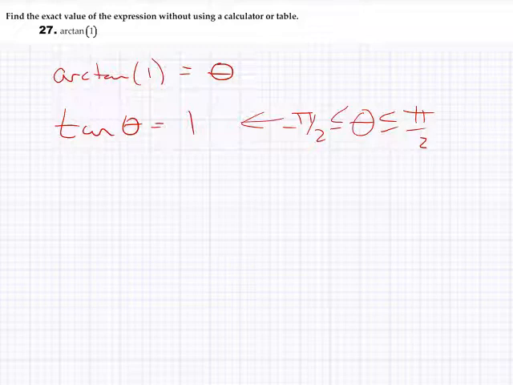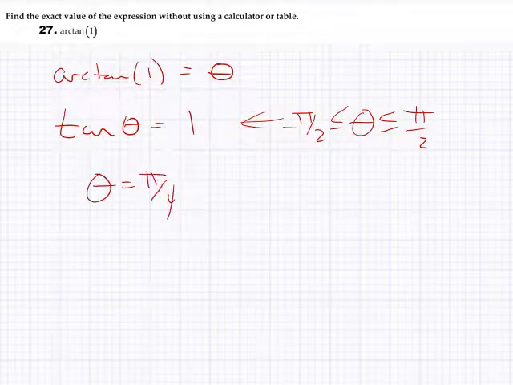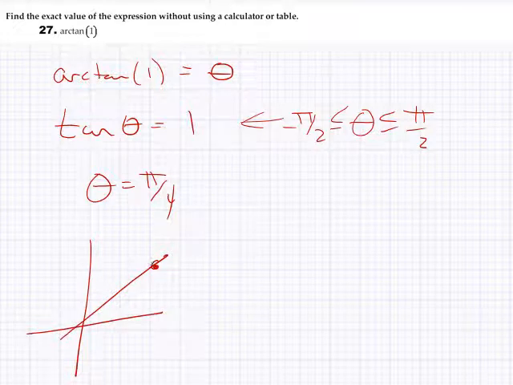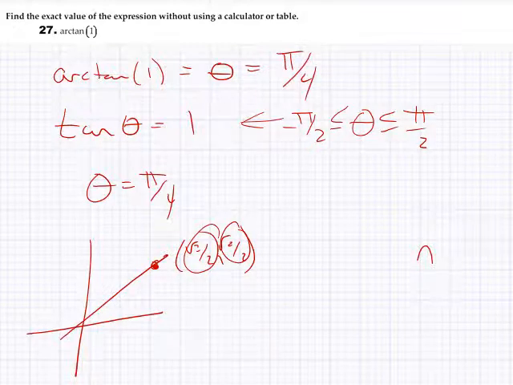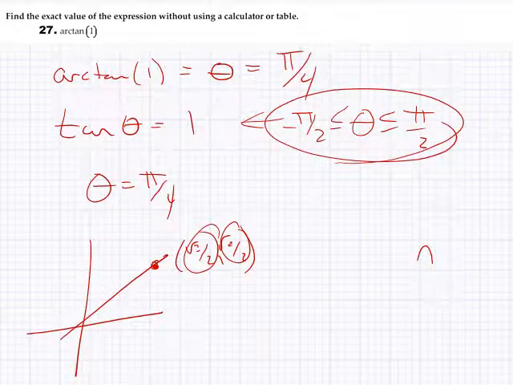What angle between minus pi halves and plus pi halves would give you 1? Well, we should all know that if that angle was pi fourths, the x and the y coordinates would both be square root of 2 over 2, positive in either case, and tangent being y over x would give us 1. So pi fourths is the answer. That's the angle between negative pi halves and plus pi halves that would give us the tan of 1.